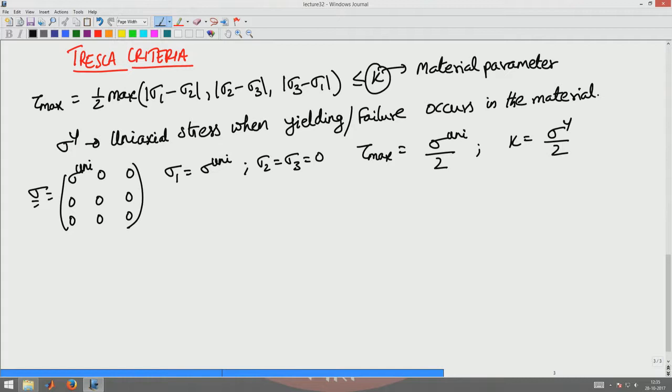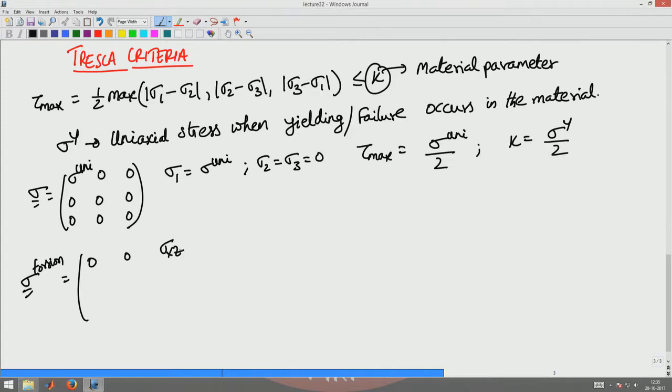Now, having found kappa, I can use this to estimate what will be the failure load in shear. For example, I do a torsion experiment. I know that sigma for torsion experiment is given by 0 0 sigma x z, 0 0 sigma y z, sigma x z sigma y z 0. In particular, if I am interested in finding a point where the shear stress acts parallel to the y axis, for example, at a point along the x axis, then this goes to 0 and I will have only that. And let me say this is tau, the magnitude of the shear stress acting at that location. So, I have a state of stress which is pure shear.